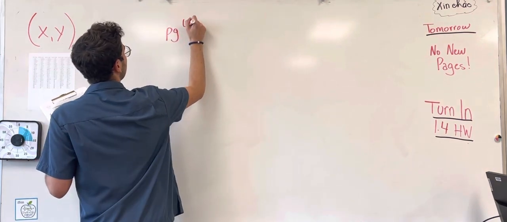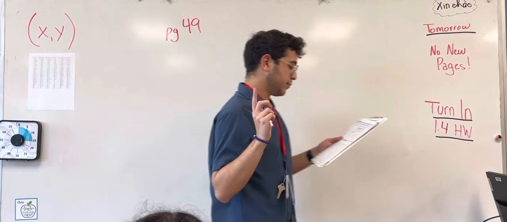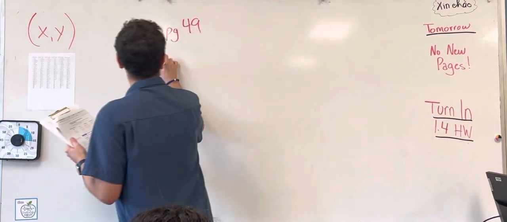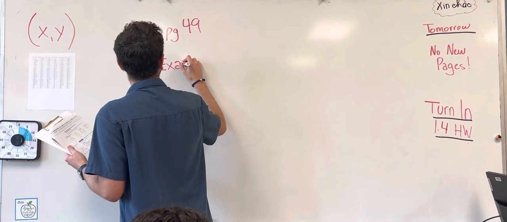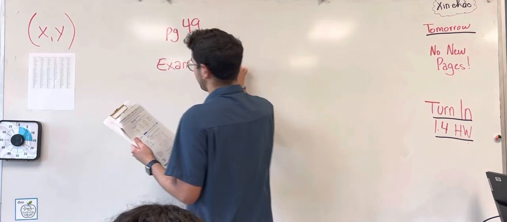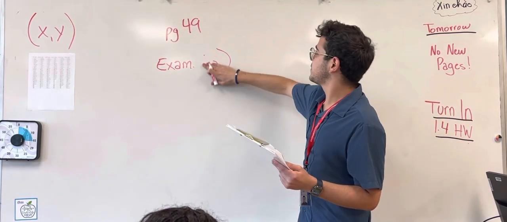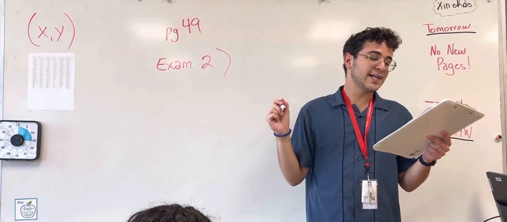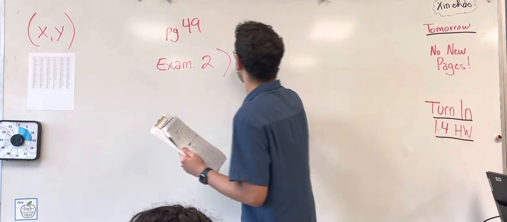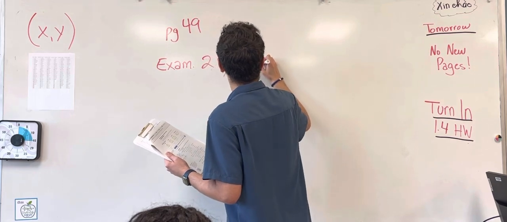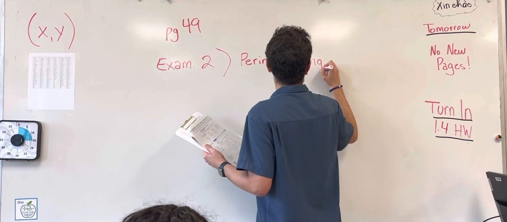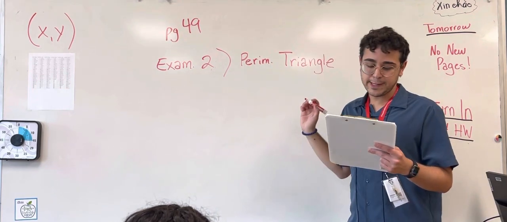And we're just going to talk about the examples 2, 3, and 4. So example 2, again, follow along with me. Example 2 in your textbook is about finding the perimeter of a triangle. So the perimeter of a triangle is just the fence around the triangle, right?